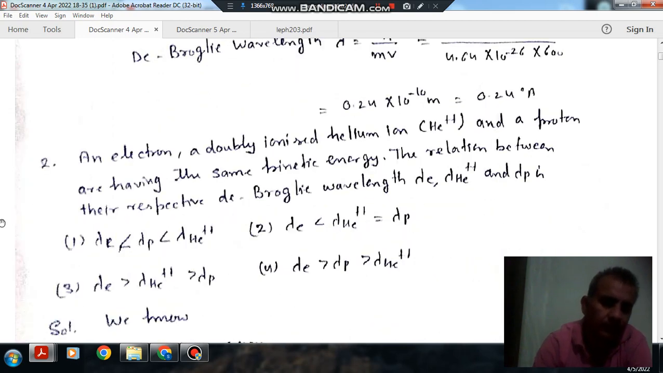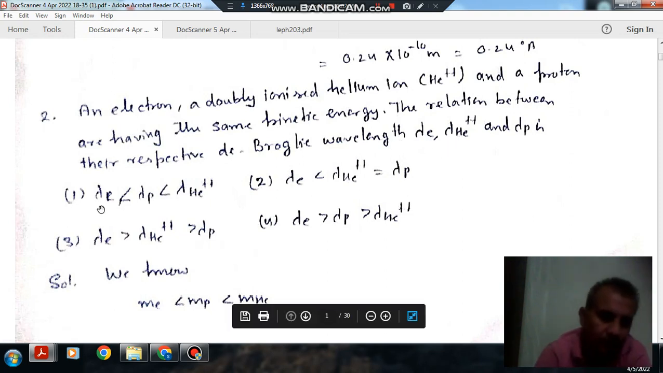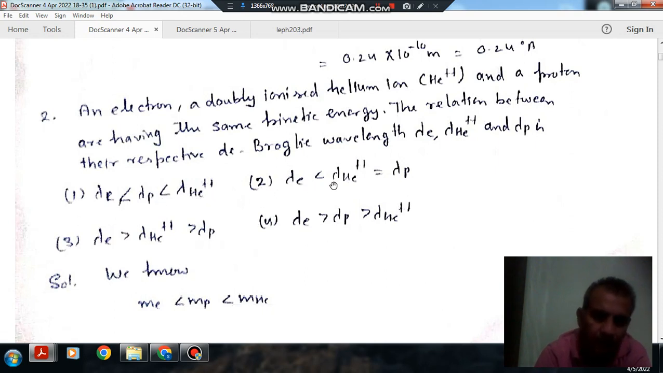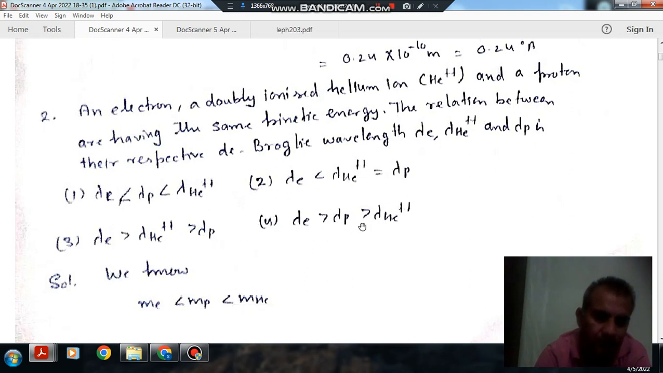Next: an electron, a doubly ionized helium ion He++ and a proton have the same kinetic energy. The relation between their respective de Broglie wavelengths lambda E, lambda He++ and lambda P is: option 1, lambda E is less than lambda P less than lambda He++. Option 2, lambda E less than lambda He++ is equal to lambda P. Option 3, lambda E greater than lambda He++ greater than lambda P. Option 4, lambda E greater than lambda P greater than lambda He++.